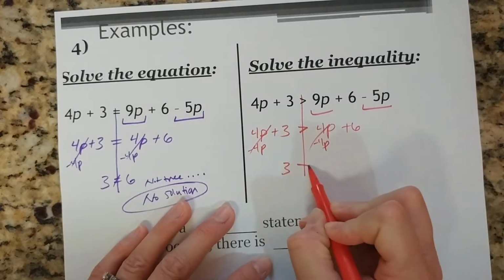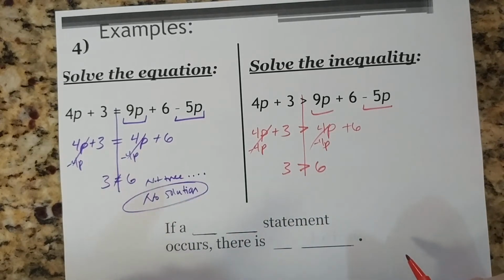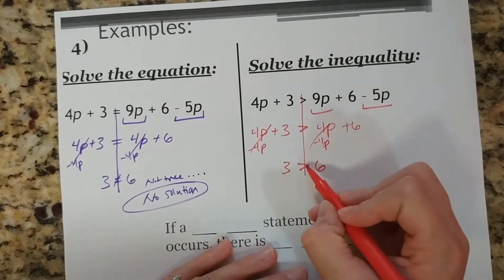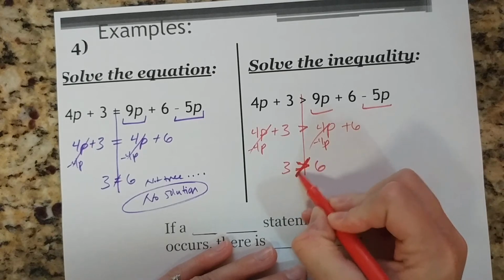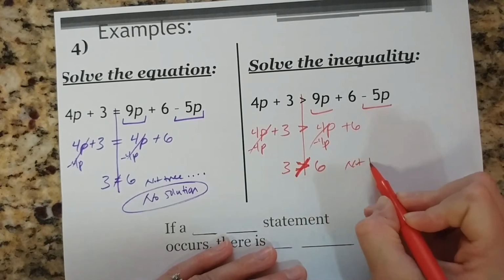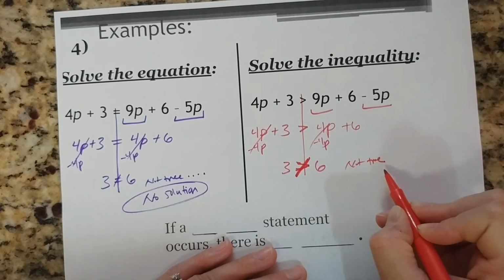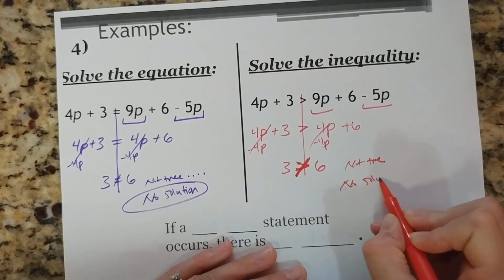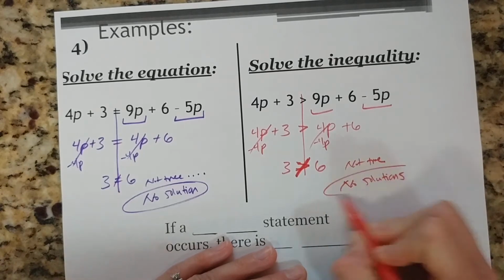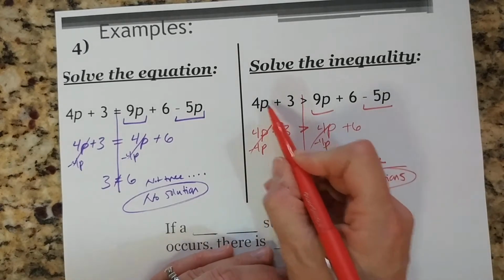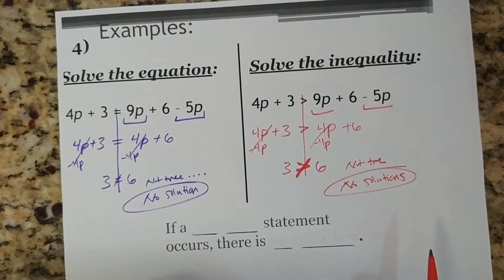We get 3 is greater than 6. But is 3 really greater than 6? No, that's not true. So because I'm left with a not true statement, this means there are no solutions to this inequality. There's no value of p that would ever make this true.